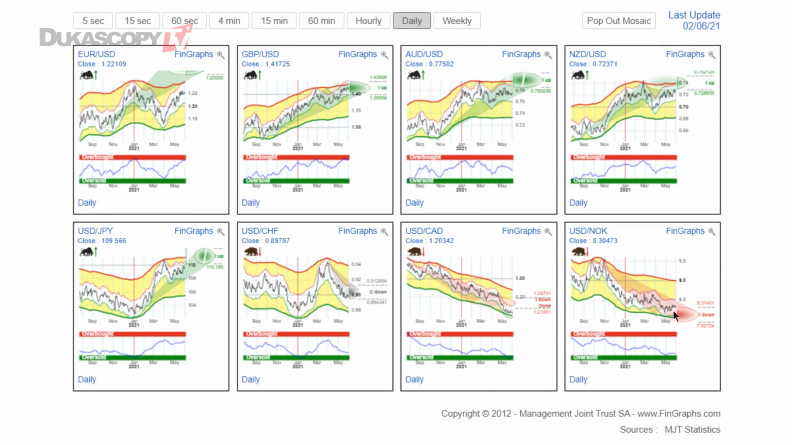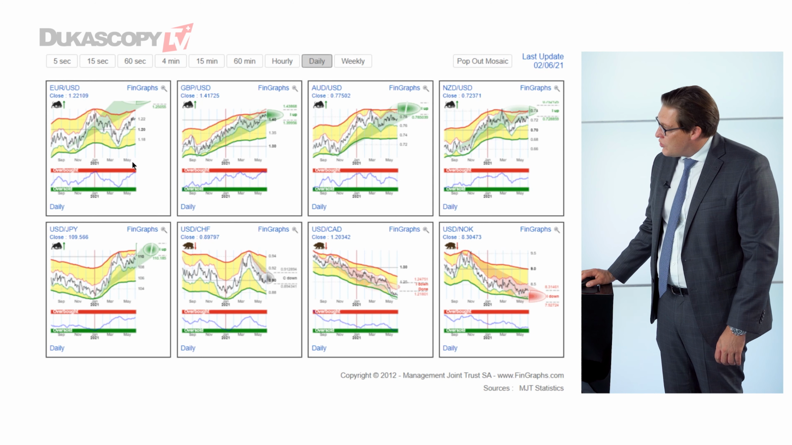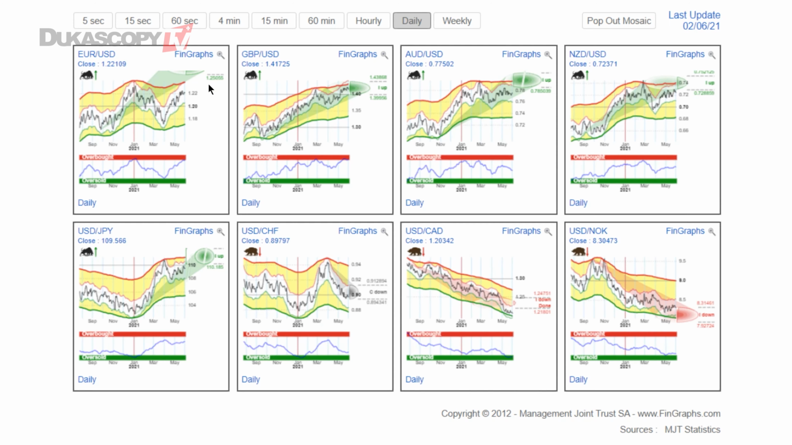Now, if we look at the daily graphs, we wonder if we're not getting a bit oversold on the dollar, so overbought on the other currencies versus the dollar. You can see that euro dollar has entered the overbought zone here, as well as cable. Euro dollar has envelopes touching each other, but we're not yet into the targets. On the other hand, cable seems to have reached its targets to the upside.